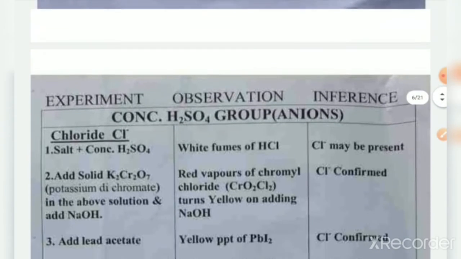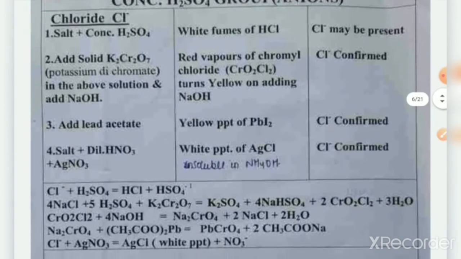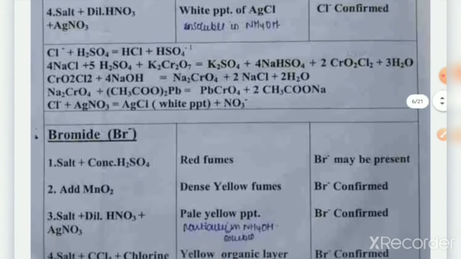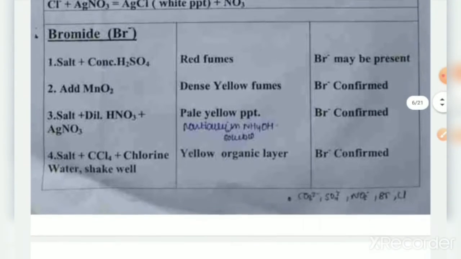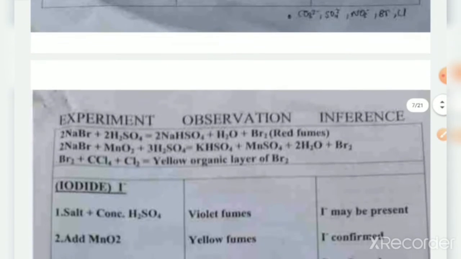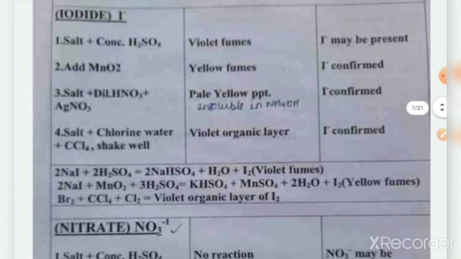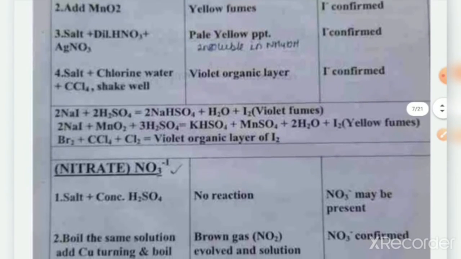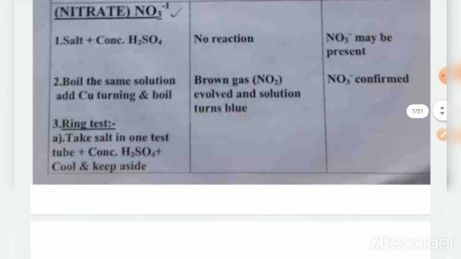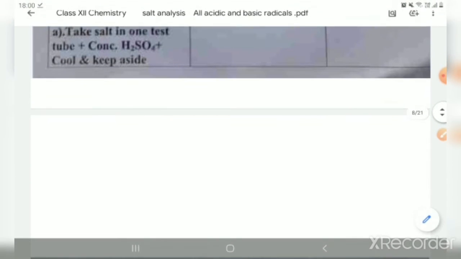Thereafter with concentrated H2SO4 we have to test the chloride ion. You see here, and all its tests are given here. Thereafter the bromide ion is also given here. Both its preliminary and confirming tests are given, and then the iodide ion, its preliminary and confirming tests are given here. Then the test of the nitrate ion is given here, with experiment, observation and inference.